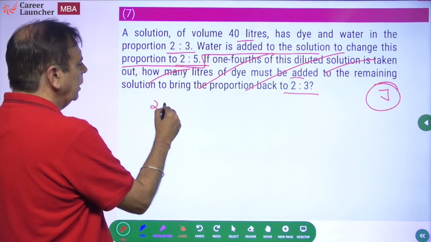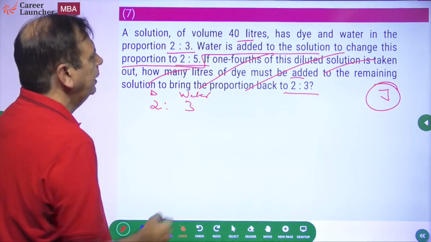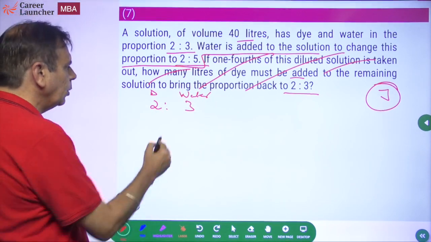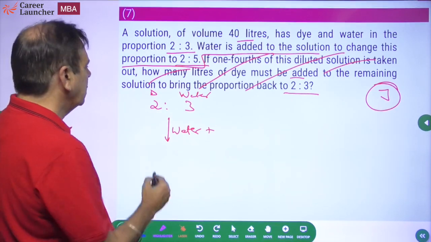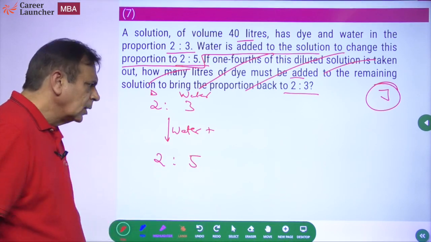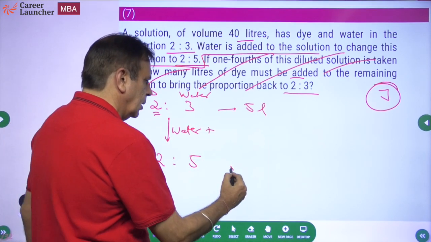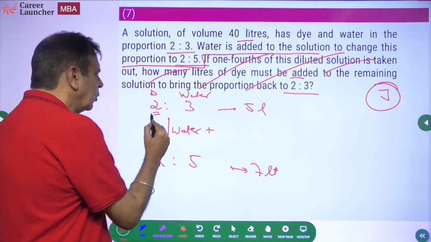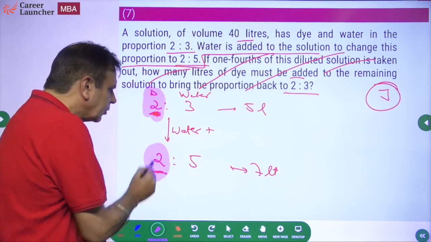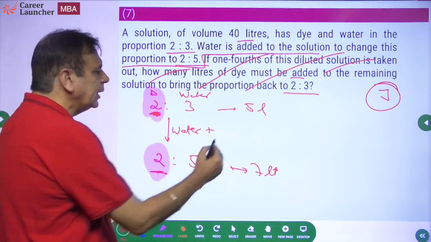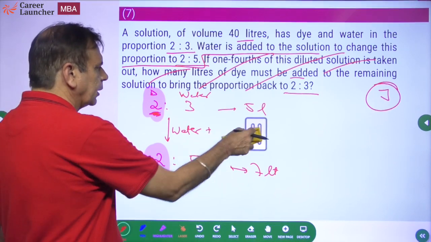We have a 2:3 mixture of dye and water, in the ratio of 2:3. Then you add water to it, and this changes to 2:5. Now, please look at this. If I say this is 5 liters and this is 7 liters, is not the quantity of dye the same in both the cases? The quantity of dye is the same in both the cases. What does that mean? You need to add, 2:3 to 2:5, 2 liters of water.